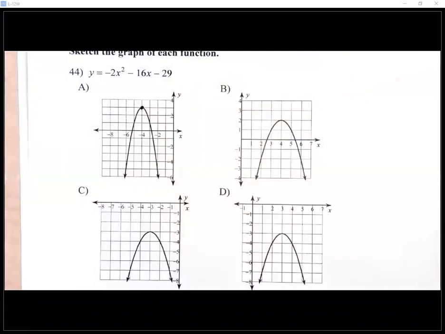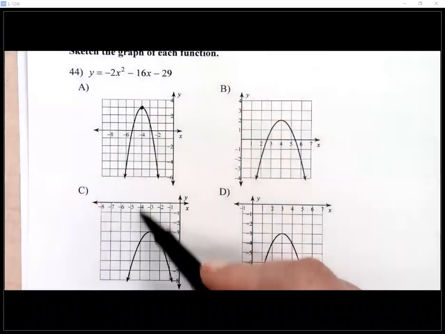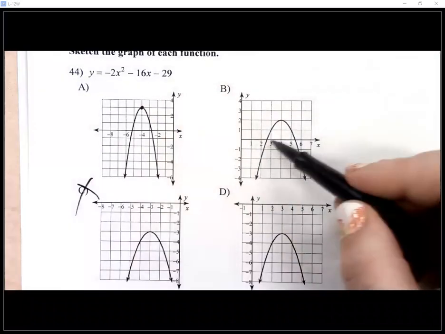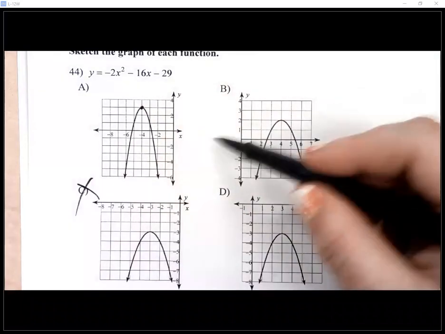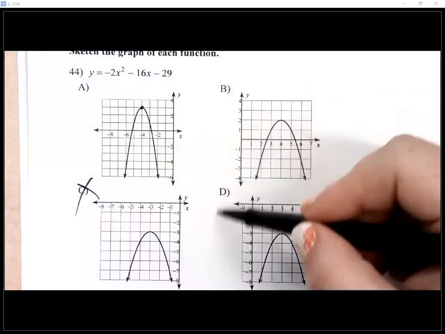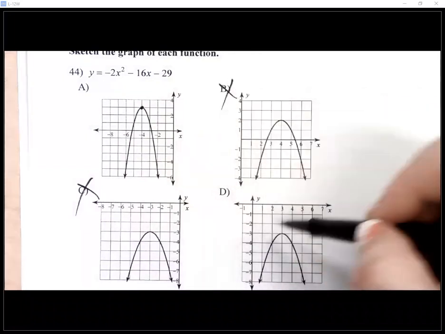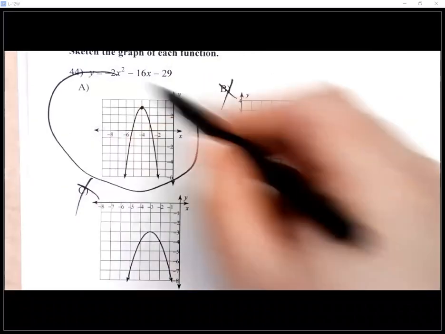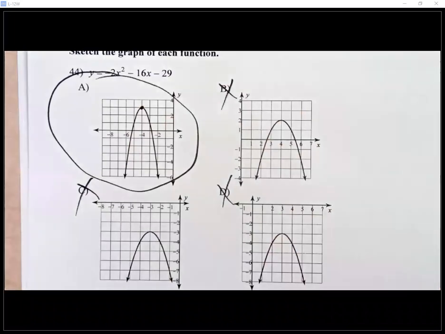Look at this one. When I plug in negative 4, that's not a positive 3. So I know it's not C. This one, I don't know what it is, but it certainly isn't positive 3, is it? At negative 4, it's going to be something way down here. So you're not it. And same thing's happening here. You're not it. I already know that it's A. So even if you don't remember anything about graphing, you can always get it right. Just plug in a number. If you need to plug in two numbers, then plug in two numbers.